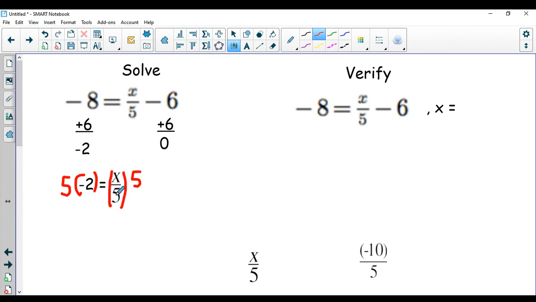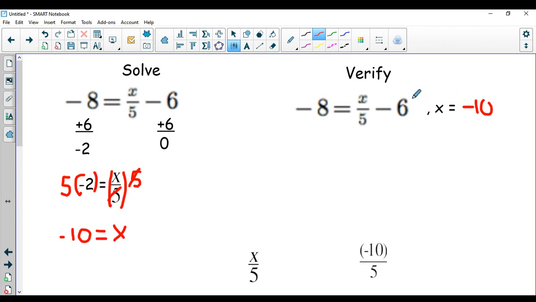Now, in my notes, I gave you two options. I'm going to cross cancel. This 5 goes into 5 once. This 5 goes into 5 once. 1 times x equals x. What is 5 times -2? -10. Therefore, x equals -10.